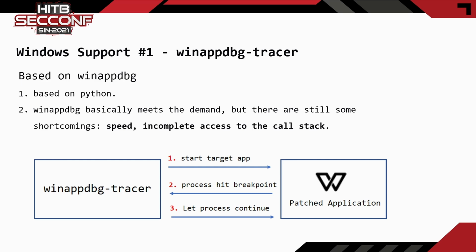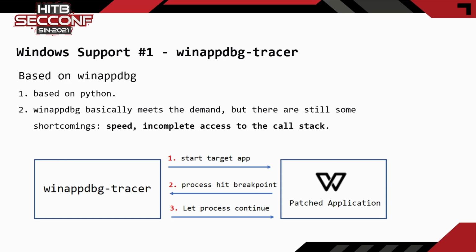In order to support the Windows platform, we only need to implement a Windows debugger. The best solution for developing a Windows debugger with Python is winappdbg. The advantage of using winappdbg to develop a debugger is that it is developed with Python, and there are many sample codes. We can quickly develop the tracer based on these sample codes.